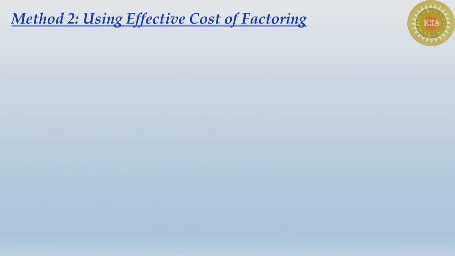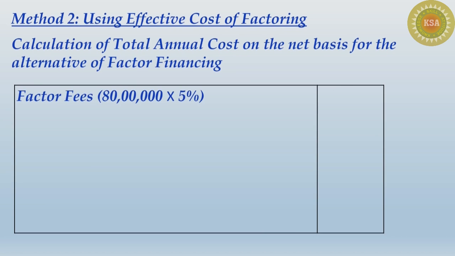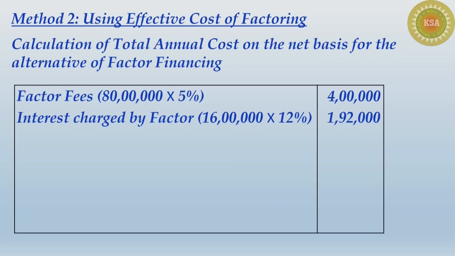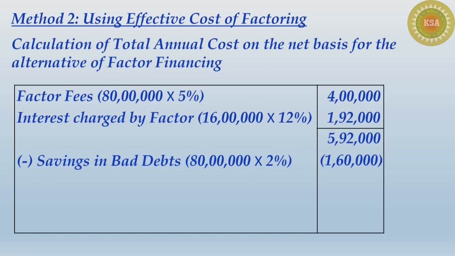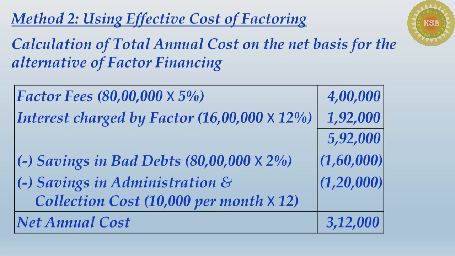Let us move ahead and follow the other method, that is using effective cost of factoring. So, calculation of total annual cost on the net basis for the alternative of factor financing. Factor fees 5% of 80 lakhs. Interest charged by factor for the entire year 1,92,000. Aggregate of these two is 5,92,000. Less savings in bad debts, because it is a non-recourse factoring arrangement, and savings in administration and collection cost. The net cost of factoring on a per annum basis comes to 3,12,000.